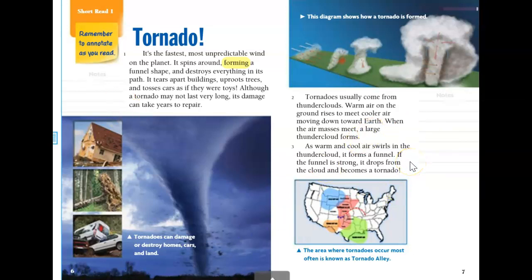Tornadoes usually come from thunderclouds. Warm air on the ground rises to meet cooler air moving down toward the earth. When the air masses meet, a large thundercloud forms. As warm and cool air swirls in the thundercloud, it forms a funnel. If the funnel is strong, it drops from the cloud and becomes a tornado. The area in which tornadoes most often occur is known as Tornado Alley. Tornadoes can damage or destroy homes, cars, and land. This diagram shows how a tornado is formed.